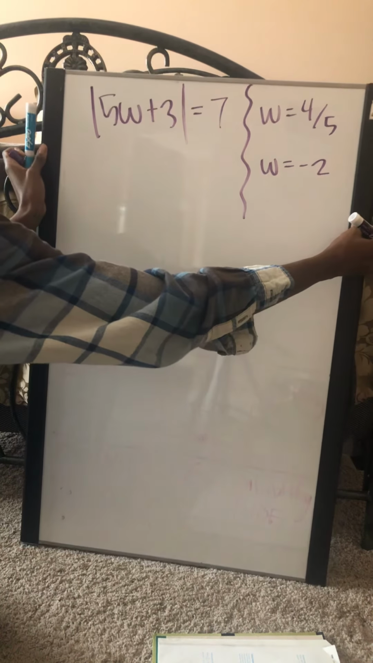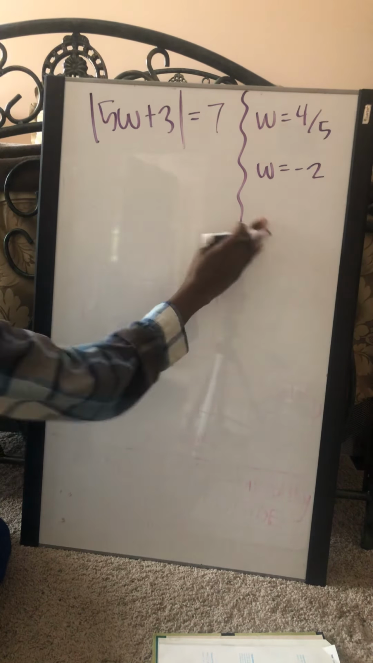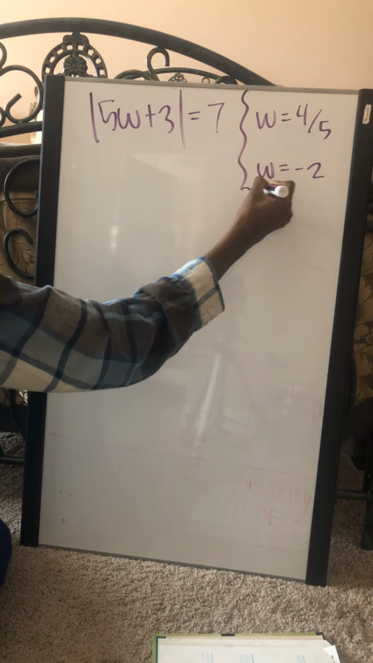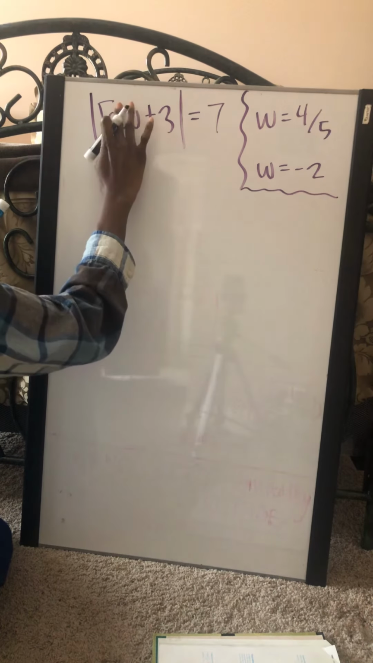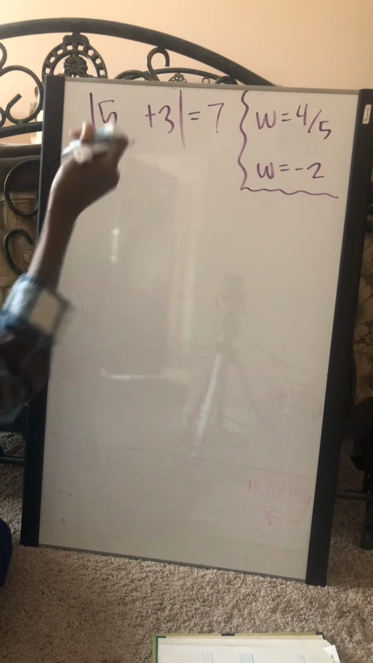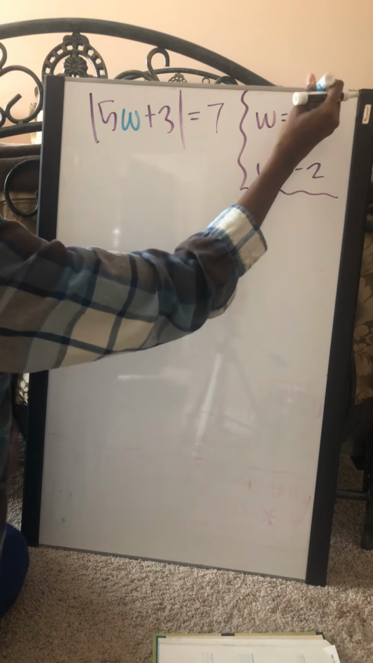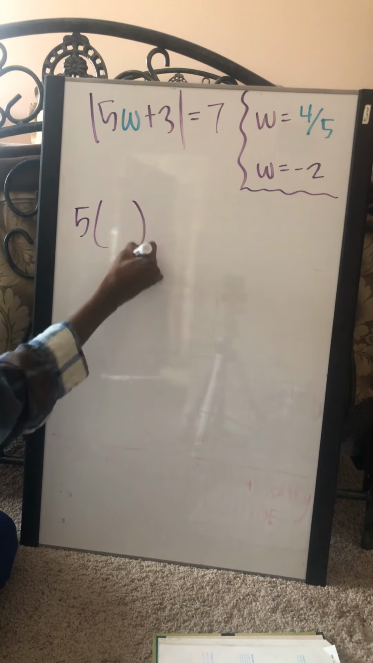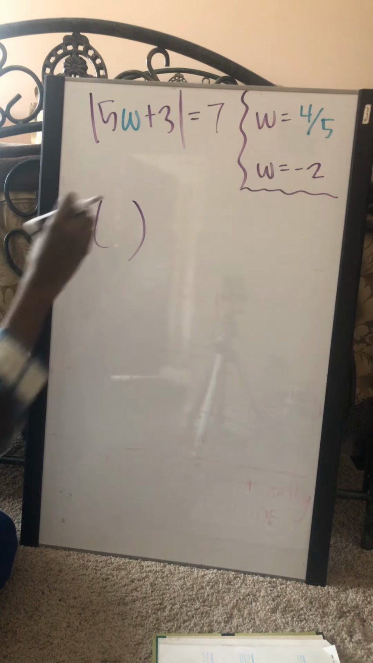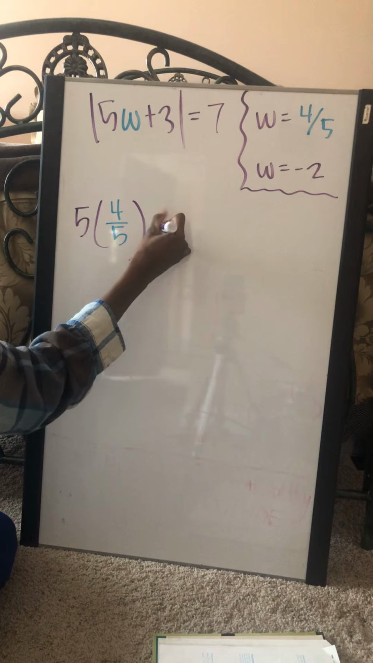So if we wanted to check this solution, or our solution, sorry, we actually had two answers. What we're going to do is just take this w and plug it in. So let me actually change that to a different color. So w. Okay, so our first w is 4 over 5. So I'm going to check that first, okay? So I'm going to say 5, but instead of w, I'm now going to plug in 4 over 5. And remember, whenever you plug in, you should always use parentheses, and then plus 3.